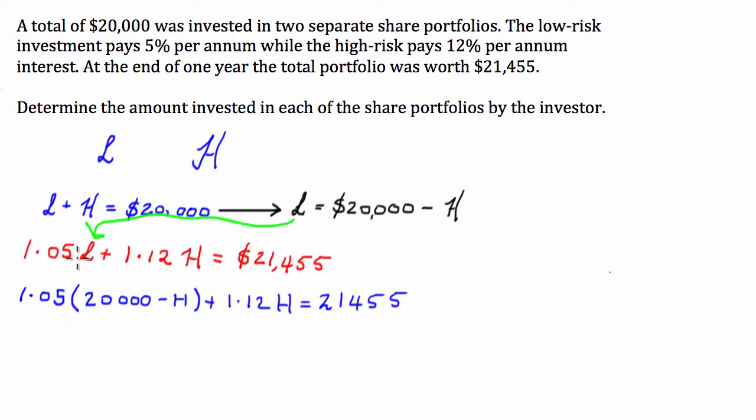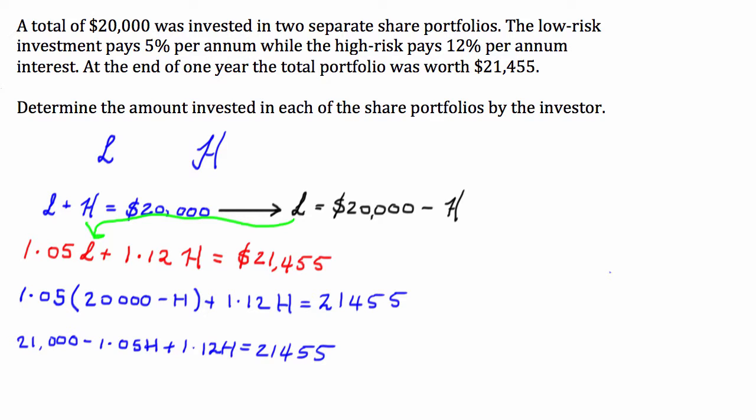So I'm going to multiply out this bracket, and so I've got 1.05 times 20,000. Now we know 10% of 20,000 is 2,000, so 5% of 20,000 is going to be 1,000. So multiplying out this bracket, we're going to have 21,000 minus 1.05h, and then I'm going to add the 1.12h, and that's equal to 21,455. Cool.